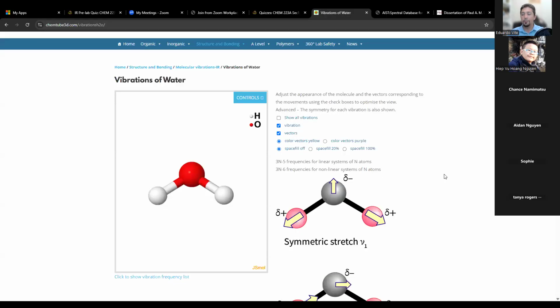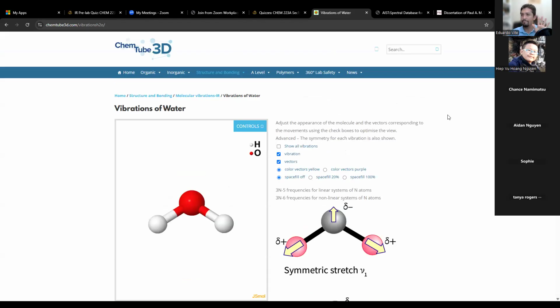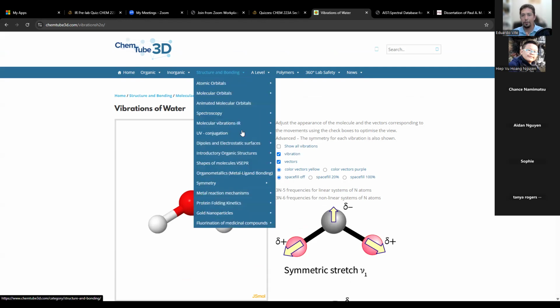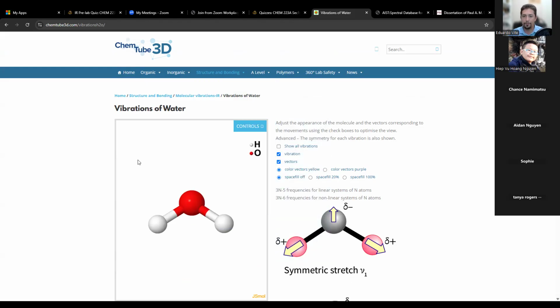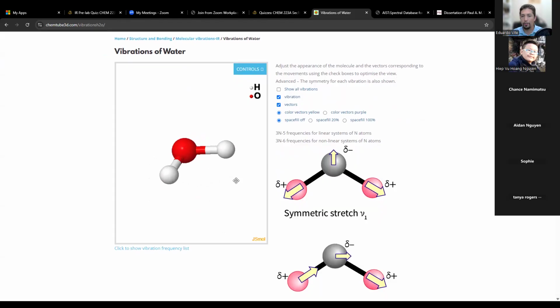Alrighty. So this is called ChemTube 3D. Can everybody see it? Everything's good? You should be able to see a molecule of water, and it says up here ChemTube 3D. Really cool website. I highly encourage you to come and play with it after you're done. You can go here where it says structure and bonding, molecular vibrations IR. I clicked on water. I got to this page right here. So you see here a 3D water molecule. I can drag it around up, down, left, and right, right? Some people call it Mickey Mouse ears, whatever.